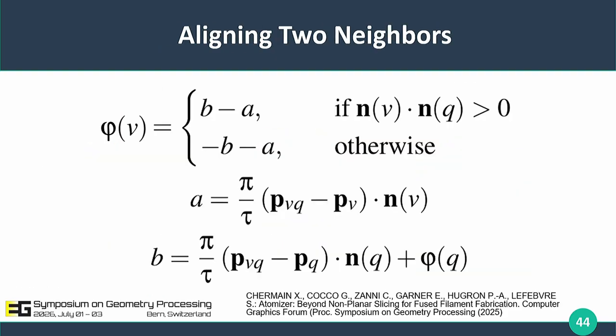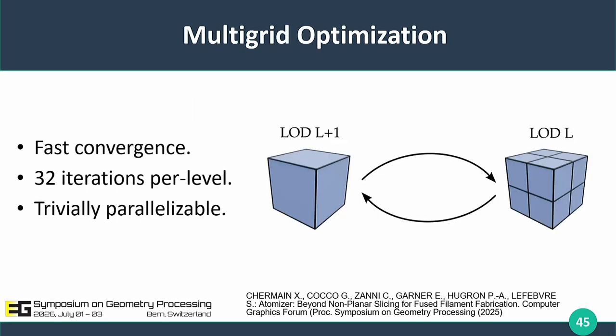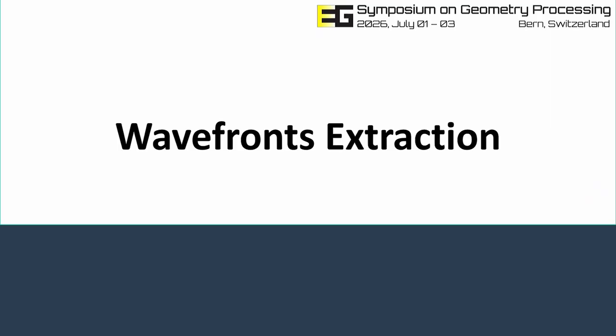So to conclude, this would be the final equation for aligning two neighbors, and I don't want to go into the details of the derivation. I just want to emphasize that in the end, it's a very simple and efficient closed-form formulation. So to accelerate convergence, we also rely on a multi-grid strategy, requiring only 32 iterations per level, and these iterations are completely parallel, resulting in a really fast solver. But for more details, I will refer you to the paper.